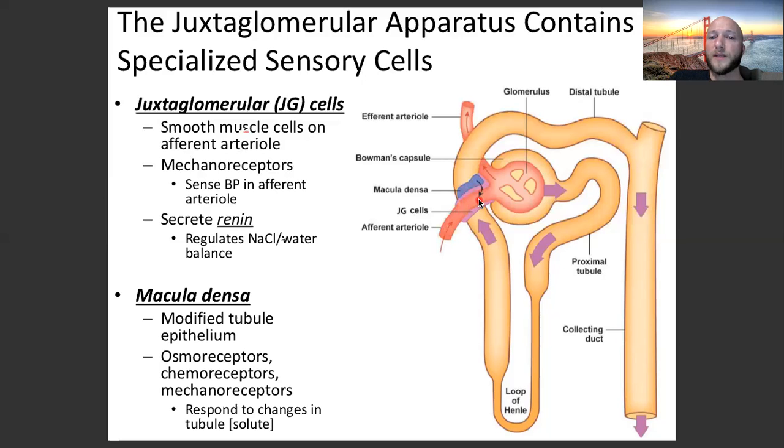When the blood flows in, JG cells sense pressure. JG cells can cause change. Macula densa is near the end of the tubule system. Macula densa senses changes, they can send messages to the beginning to help regulate what's going on in this process. See how that works out? JG cells kind of monitor what's going in, can affect change. Macula densa cells kind of monitor the end and can affect change at the front.